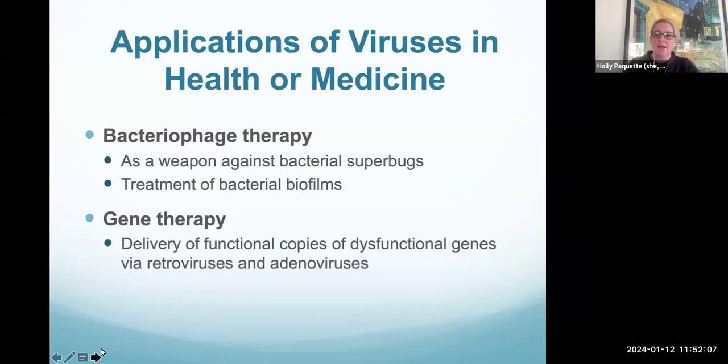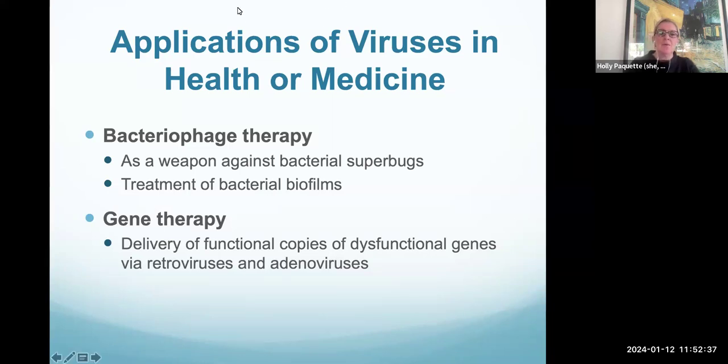So some of the ways that we can utilize viruses in health or medicine, there's a number of different ways, and many of these I will get into in much more detail in later chapters. But I want to introduce them, keeping in mind that viruses, although they're pathogens, can be very useful to scientists. So one of the first ways we can think about utilizing viruses is a particular type of virus called a bacteriophage.